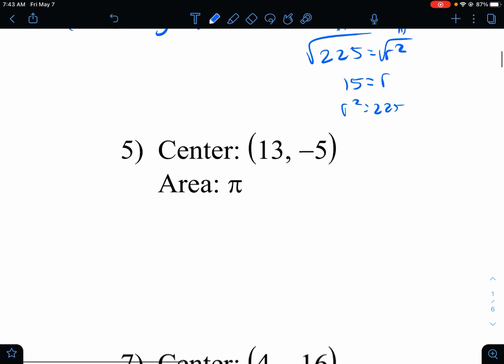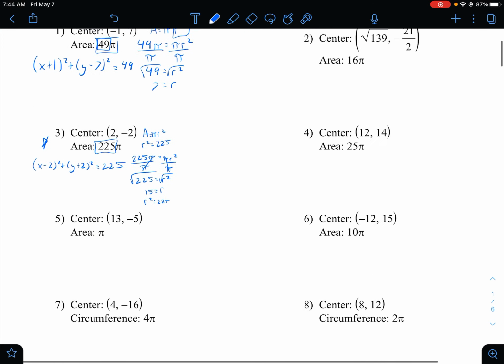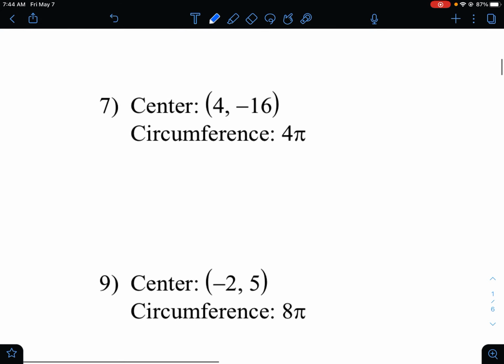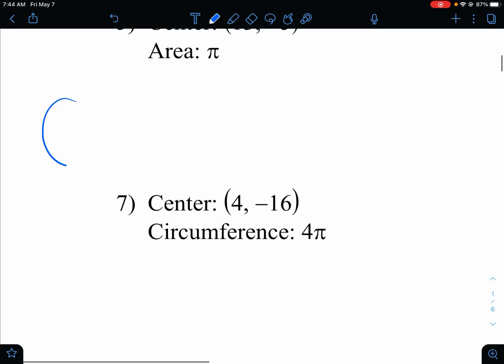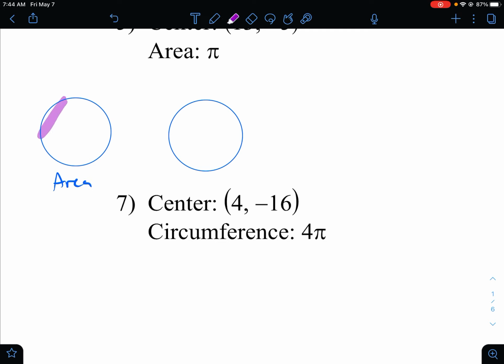All right, next one. Let's try one where they give us the circumference. If you recall, we've got circles here. Area is like what's on the inside. Circumference is kind of like the perimeter of a circle. We don't call it perimeter, but it's the length of the outside.